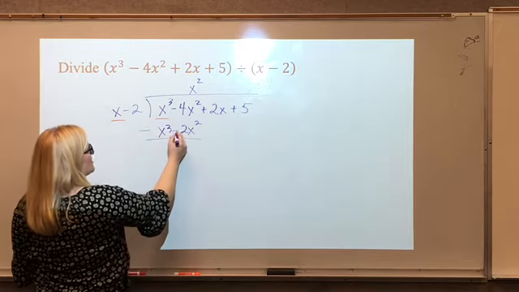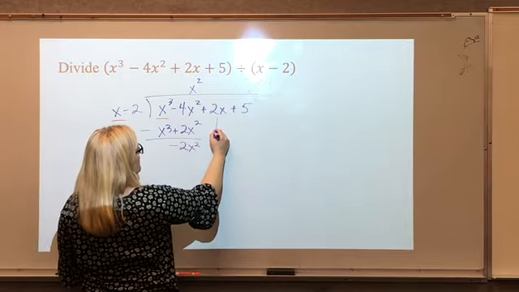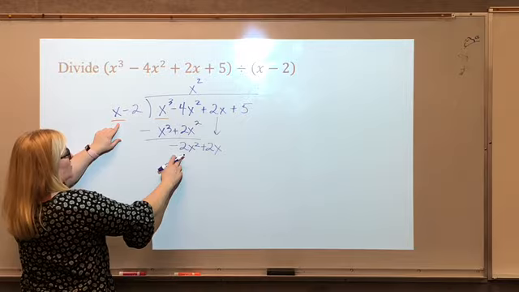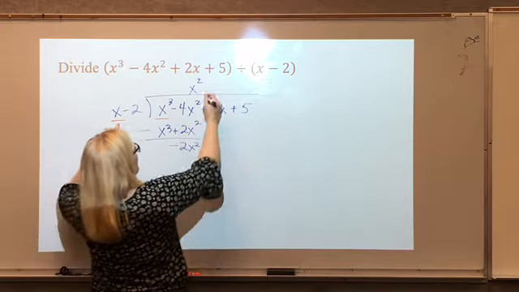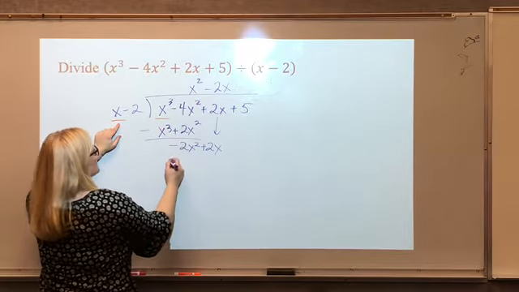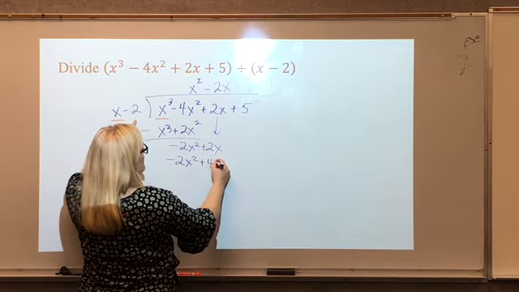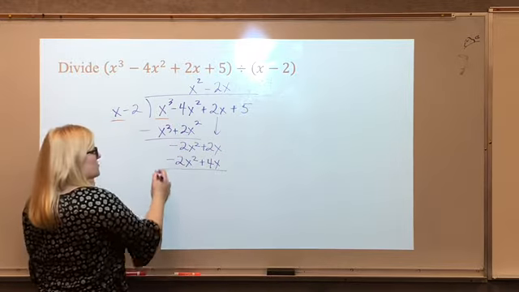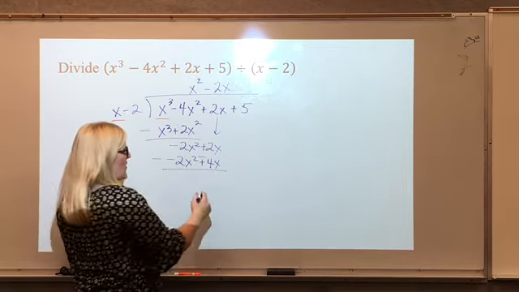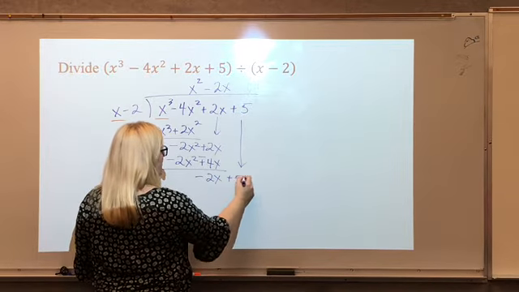Okay, subtract, so that changes this sign. This gives me a negative 2x squared plus 2x. X goes into negative 2x squared, negative 2x times. Okay, so negative 2x times x, negative 2x squared. And then this is a positive 4x. Okay, I'm going to subtract, so it gets rid of this one, changes this sign. So now I have negative 2x, I'm going to bring down this 5, plus 5.